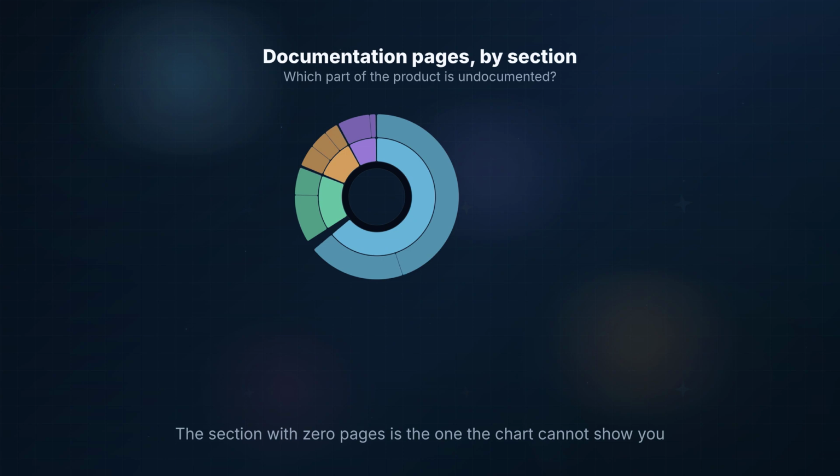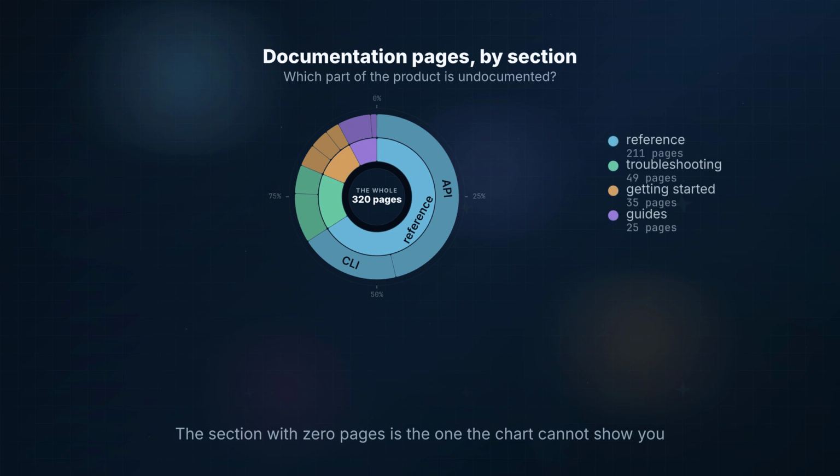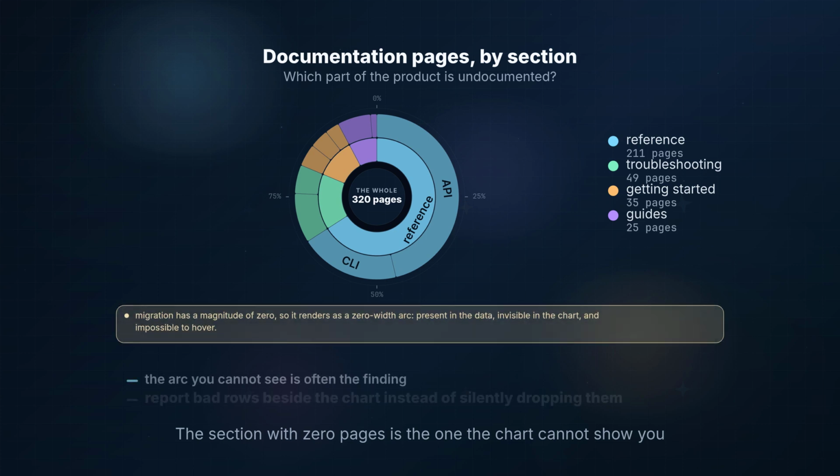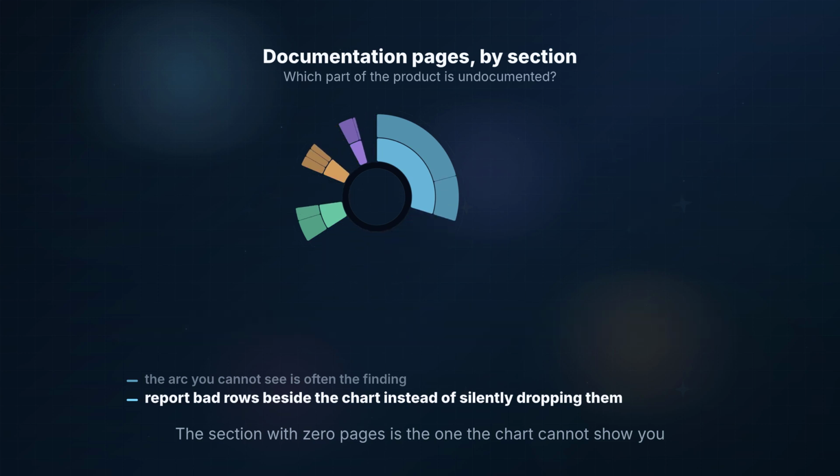A leaf whose value is 0 becomes an arc of 0 width, present in the data, invisible on screen. Here, the migration guide has no pages at all, and that gap is exactly what somebody needed to see. A missing value behaves identically, so an absent field and a real 0 become indistinguishable. A negative cannot become an angle, so excluding it makes the printed total stop matching your source. And 2 siblings sharing the name read as one category and are 2 arcs.